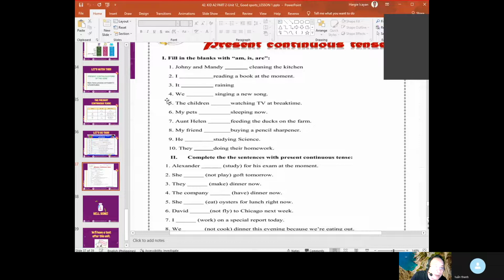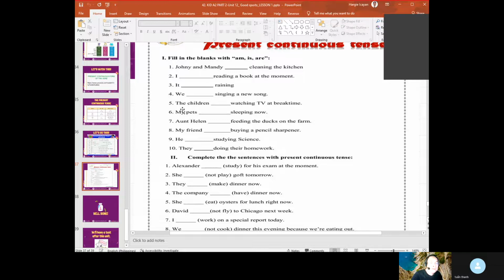Very good. Number four. We are singing a new song. Very good. So we are singing a new song. So why do we use are? Because the subject is we, and it's more than one.